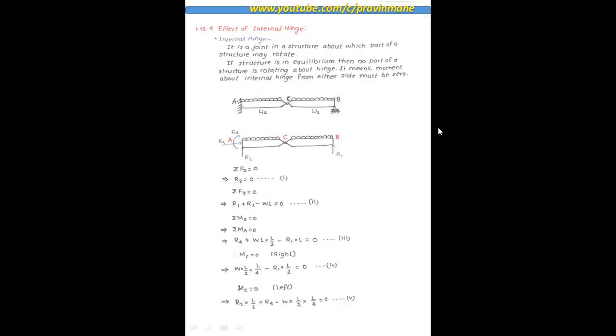So here this is the problem, and this will be the support reaction. As this is a fixed support, there are 3 reactions, this one and the moment, and as far as this roller support is concerned, only 1 reaction. So calculate summation Fx is equal to 0, summation Fy is equal to 0, and summation moment at z is equal to 0, so moment at A is equal to 0. This way you calculate R1, R2 and R3.